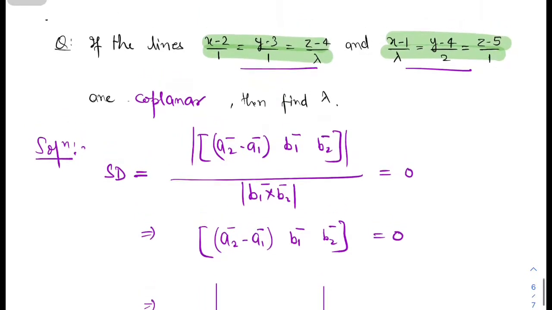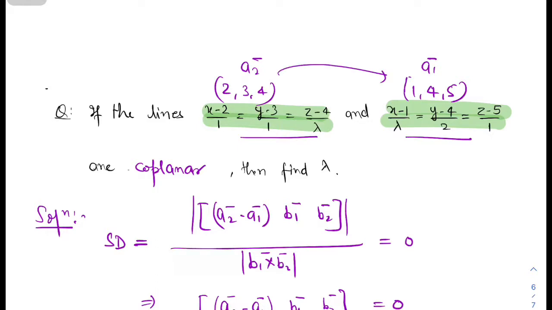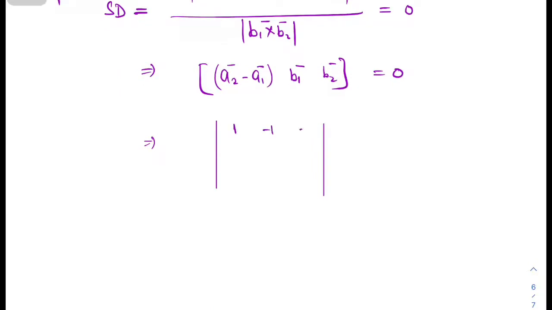What is a2 minus a1? You can select anything, you can take a2 here, a1 here. a1 and a2 are the position vectors of the points from where the lines are passing. This line is passing through 2 3 4 and the second line is passing through 1 4 5. So if I consider this to be a2 and this to be a1, a2 minus a1 will be i cap minus j cap minus k cap. So the components will be 1, minus 1, minus 1.